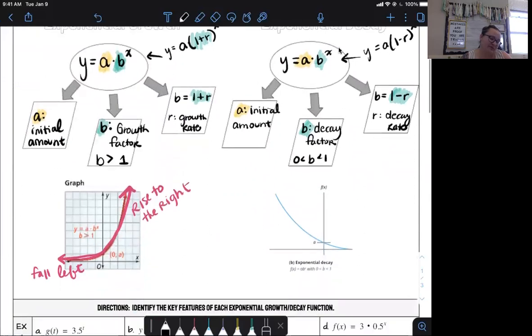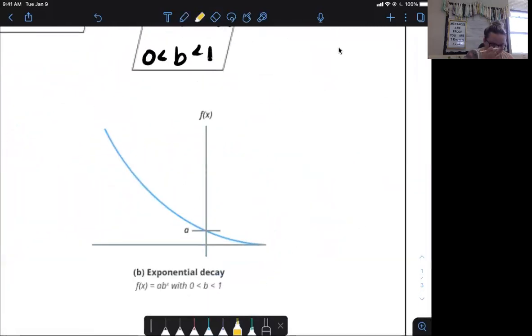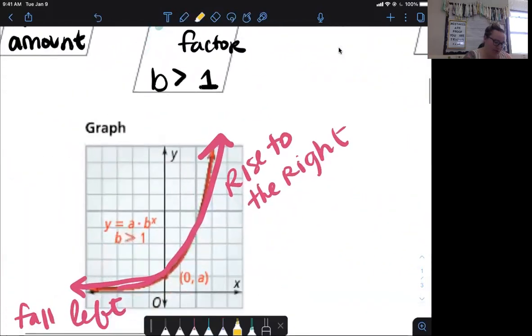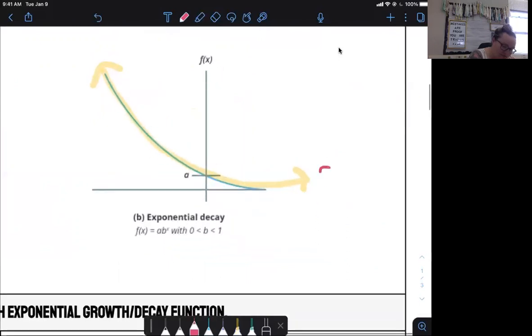And oh wait, we haven't talked about the graph. Here we go. I knew I was forgetting something. Okay, so kind of how exponential growth rose to the right, exponential decay falls to the right. So exponential decay will always fall to the right and rise to the left.